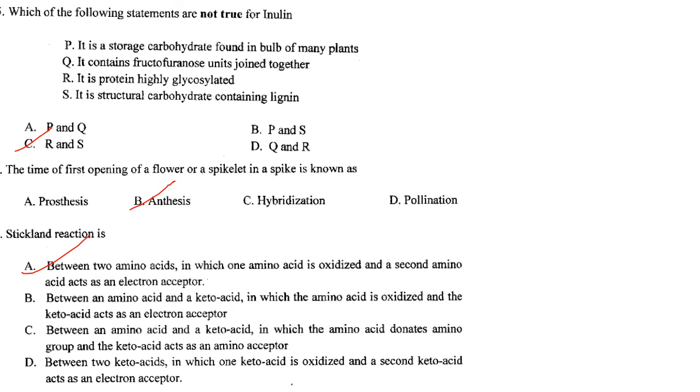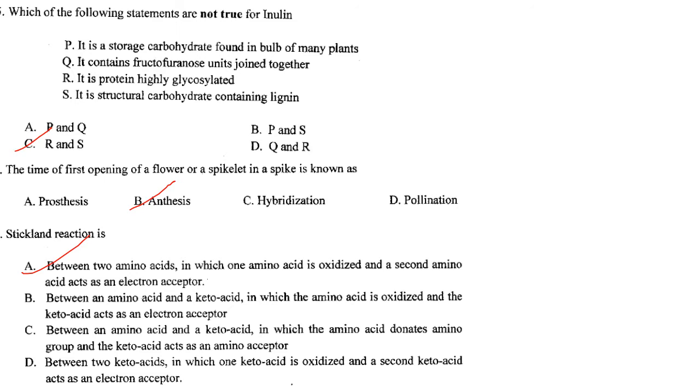Then, which of the following statements is not true for inulin? So, inulin is a carbohydrate composed of 1 glucose residue and 2 to 60 fructose residues linked via beta 2,1 glycosidic bond. So, here it is a storage carbohydrate found in bulb of many plants. That is correct. It contains fructofuranose units joined together. That is also correct. It is a protein highly glycosylated. That is not correct. It is a structural carbohydrate containing lignin. That is also not correct. So, answer is option C, that is R and S.